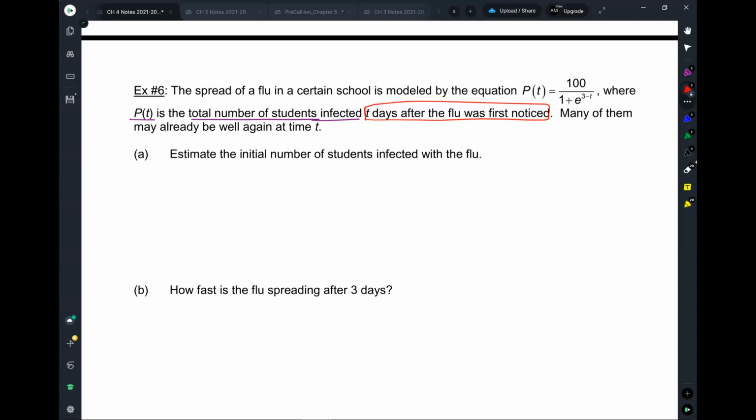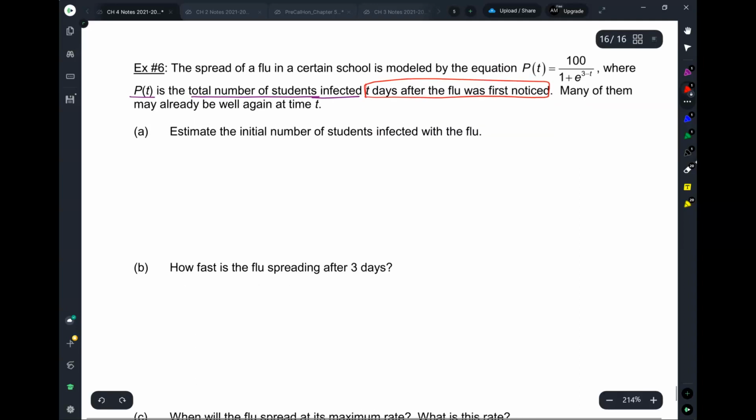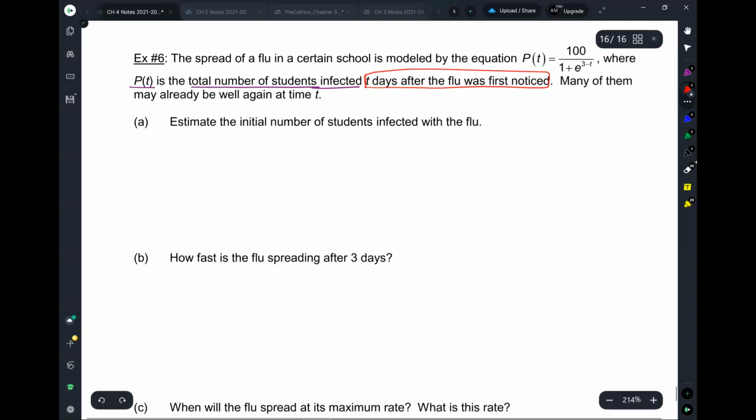Yeah, that showed up a lot in pre-calculus. And it's all calculus. This is what it's all about. Many of them may already be well again at time t, right? By the way, let's go ahead and have our graphing calculators out for this problem. Estimate the initial number of students infected with the flu.